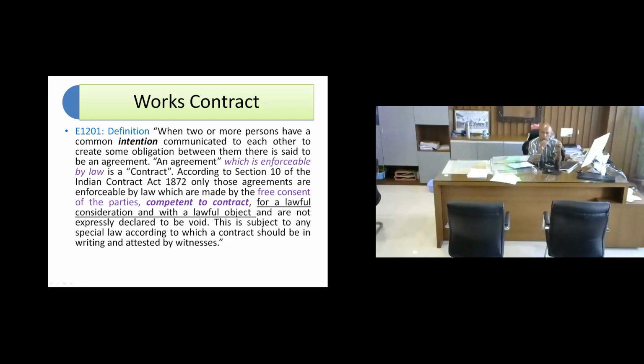I hope you have gone through. Basically, it's nothing new. It's a part of the Indian Contract Act, para P1201. The basic thing is that it has to be enforceable by law, with a person competent to contract, free consent of parties, and a lawful consideration. These are the basics of a works contract.